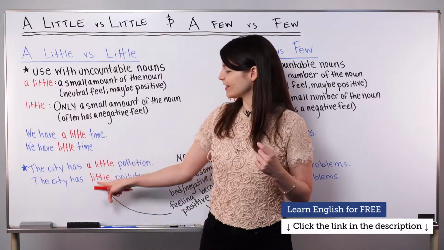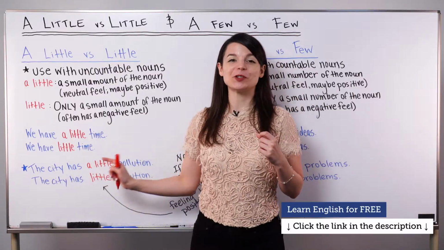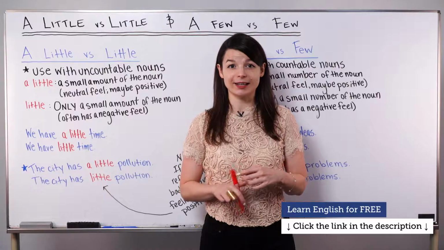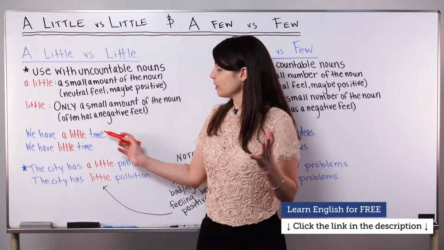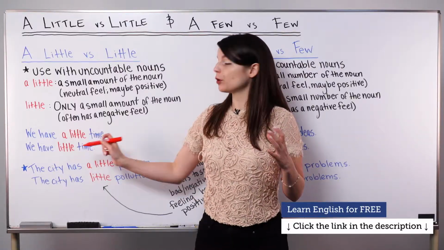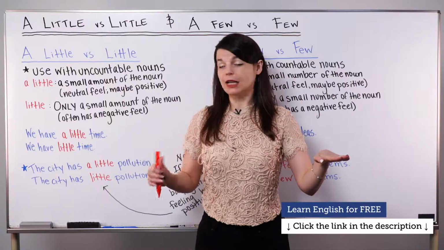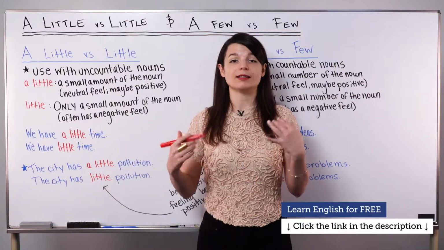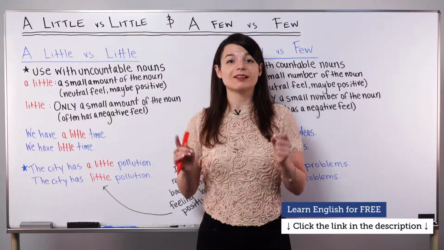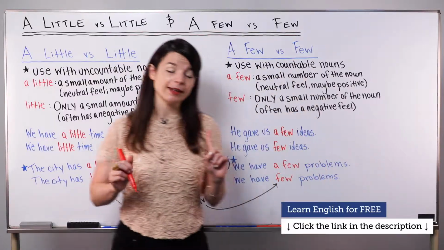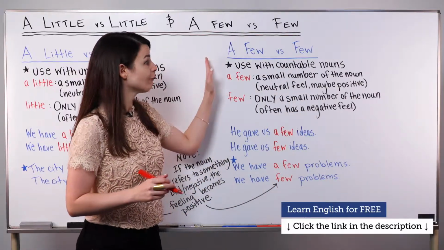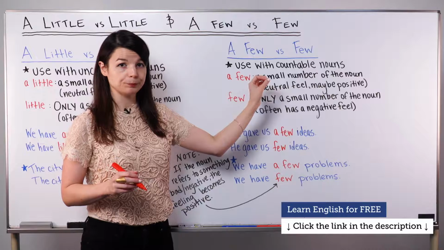I'm going to save this example sentence, this pair, for a little bit later because there's another point I'd like to make. But let's keep in mind that this use of the article communicates a simple fact and no article communicates a negative. Okay, so let's look at this same idea with a few and few.